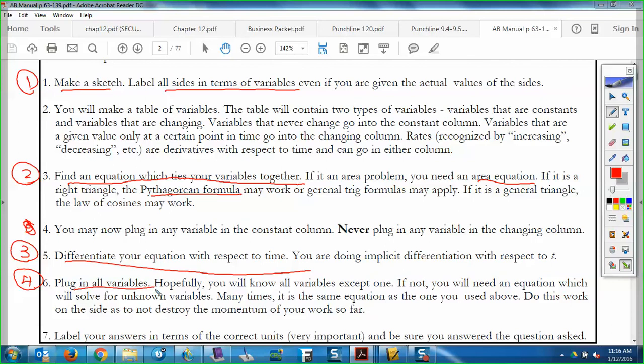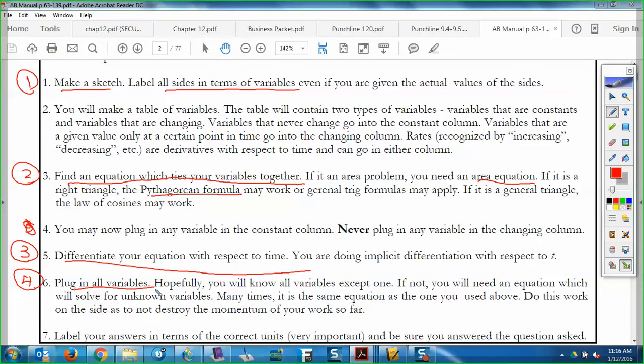After you've done the derivative, and you've got your primes in there, that's when you can start plugging stuff in. Now you can start plugging in all the stuff that you have. Now, I don't think you have to write that whole paragraph there. I think plug in all your variables. Now, what's it say? It says, hopefully you will know everything but one. Hopefully you'll get to plug in everything but the one you're looking for, and you'll be able to solve it.